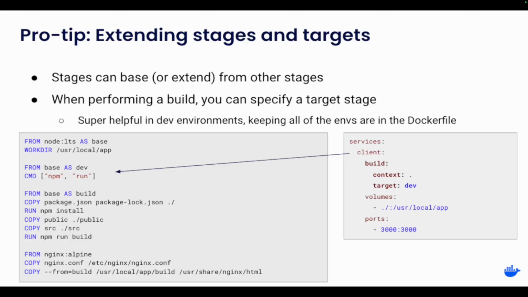Now, we've had 2 stages up to this point, but why not more? So we can have multiple different stages. And this means that we could actually build dev images and production images within the same Dockerfile. So let's look at this example.